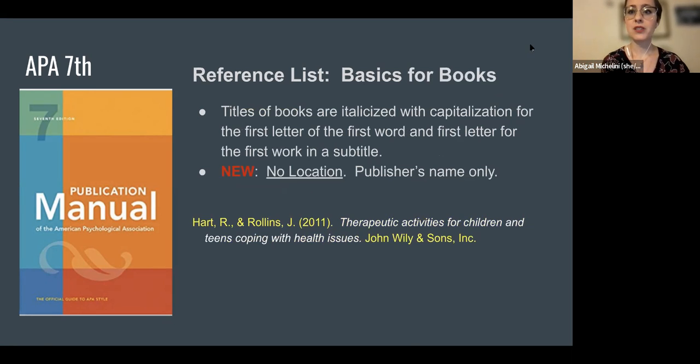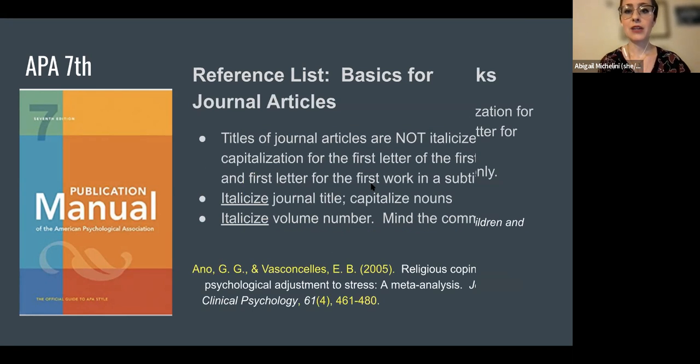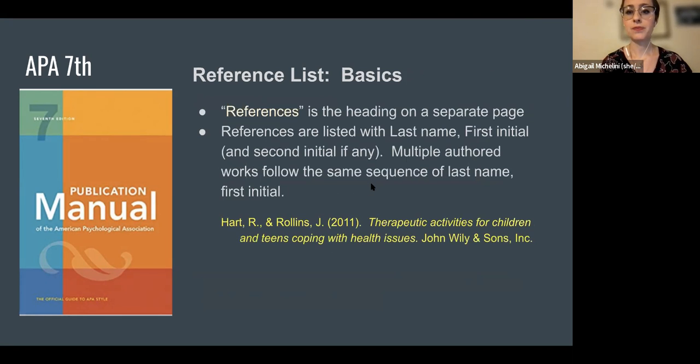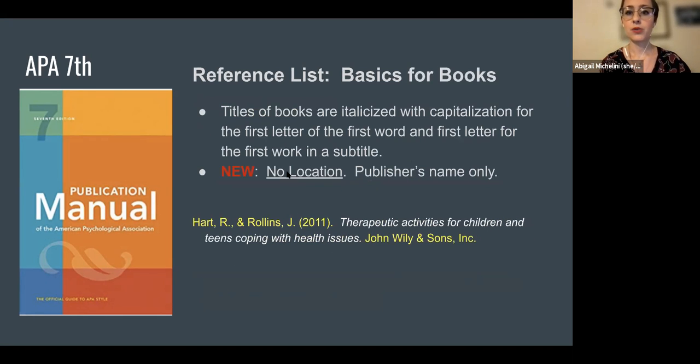Okay, basics for books. The titles of the books are italicized with capitalization for the first letter of the first word and the first letter of the first word in a subtitle. Okay, meaning if there's a colon and then another first word, they're going to capitalize that one. Everything else is lowercase unless it's a proper noun, as you can see in the example below here. Okay, and there's a pretty new thing with APA that you do not have to put the location. Okay, so you used to have to put where it was published. You no longer have to do that.